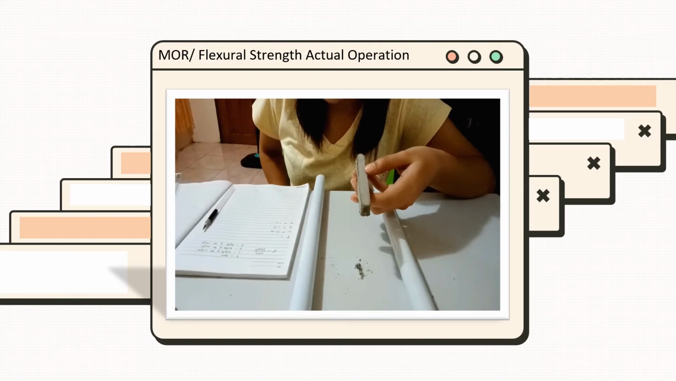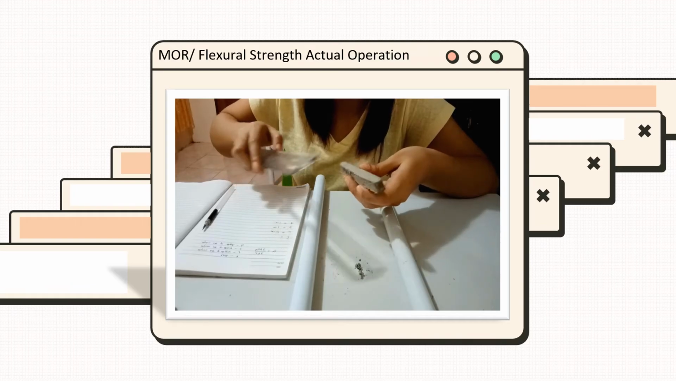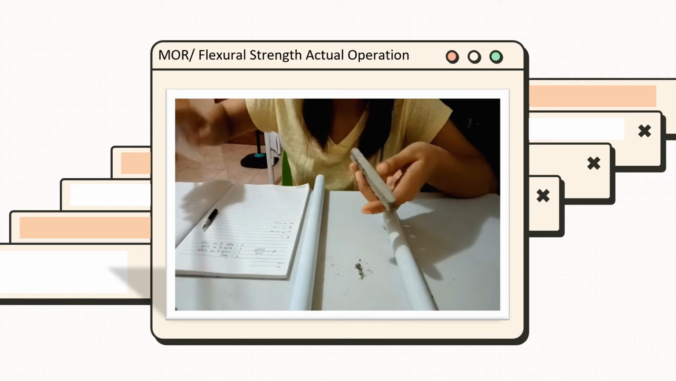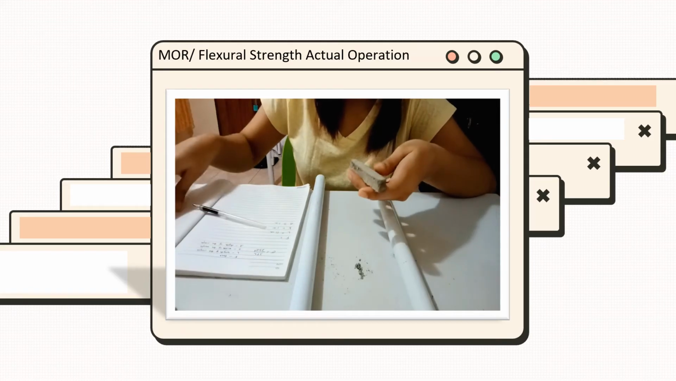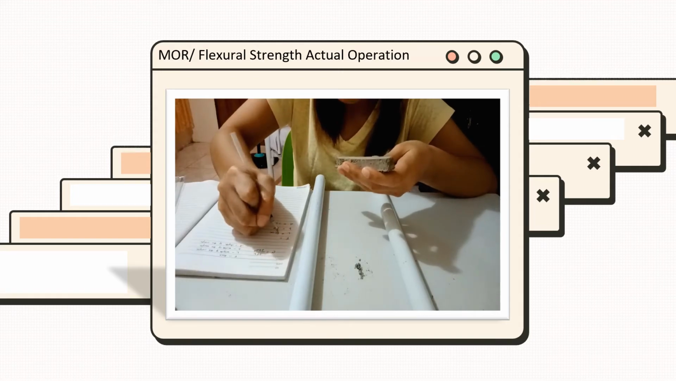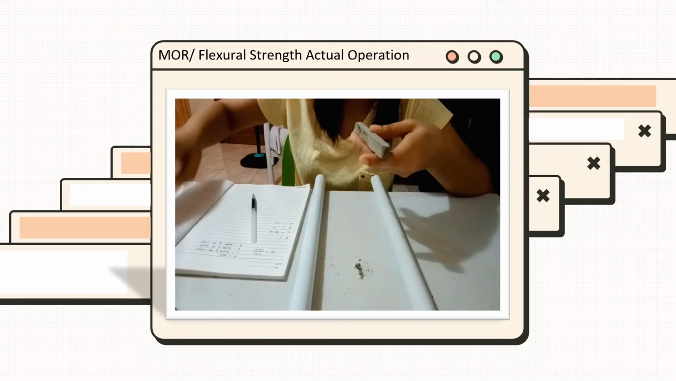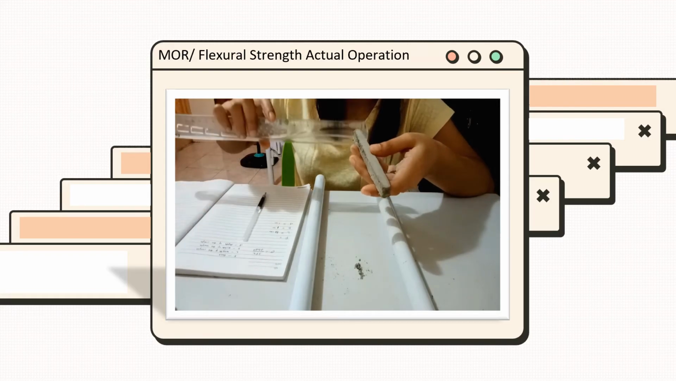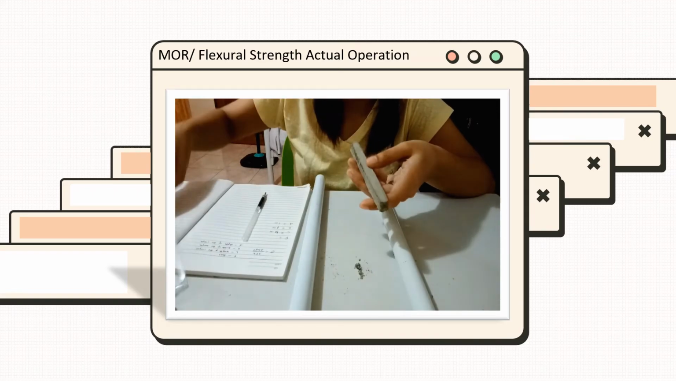So let's first measure the dimensions of our sample specimen. Let's measure its length, its width, and its depth. And you jot it down here. So it's 12 centimeters in length. It's 1 centimeter in width. And 1 centimeter in depth.